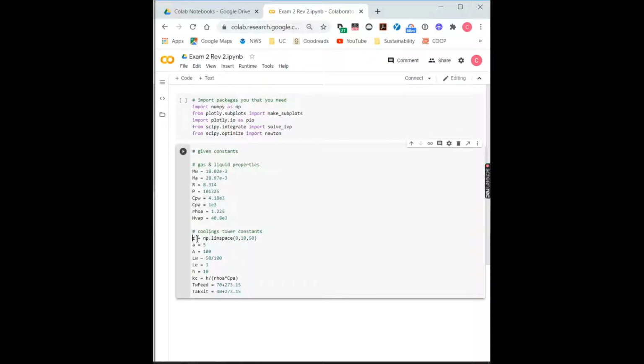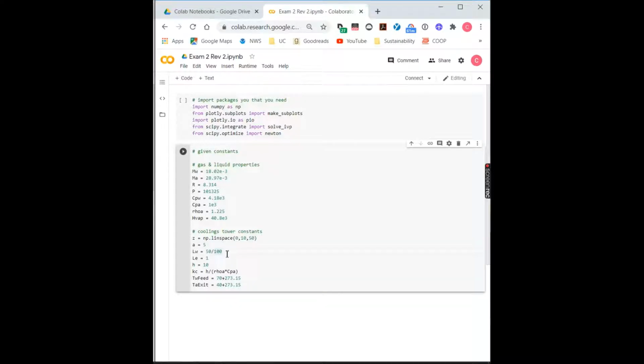So our height in the problem is 10 meters, and in this line we're dividing this 10 meters into 50 points, which we can then graph for different values of z. Our surface area per volume is given by this small a, value 5. Our area, which will actually be canceled out in the equations, was 100 square meters of surface area when looking at a horizontal slat of the tower.